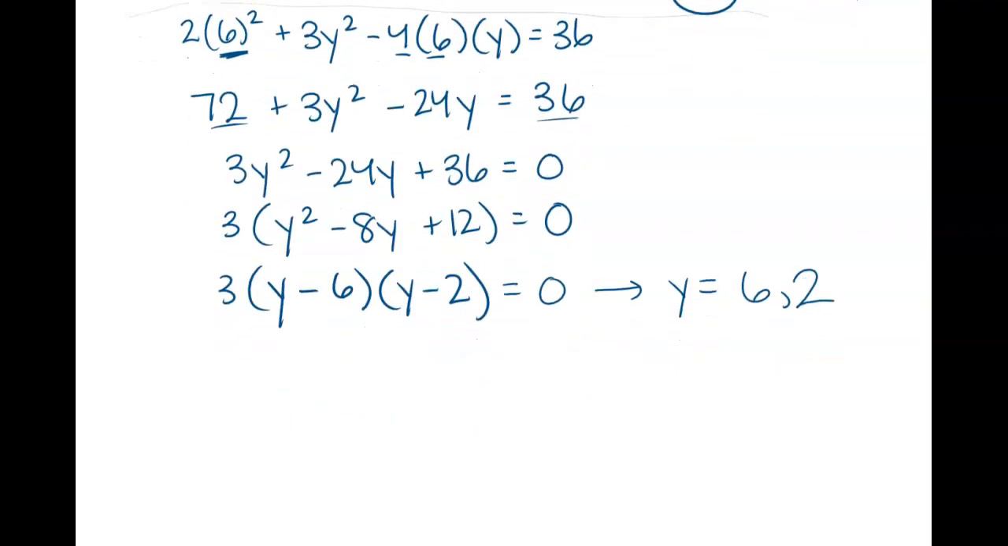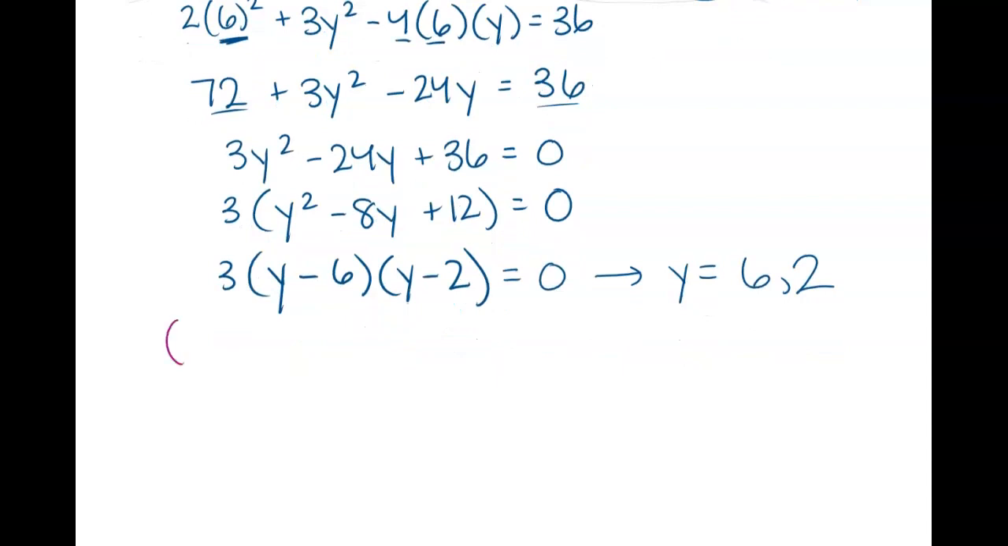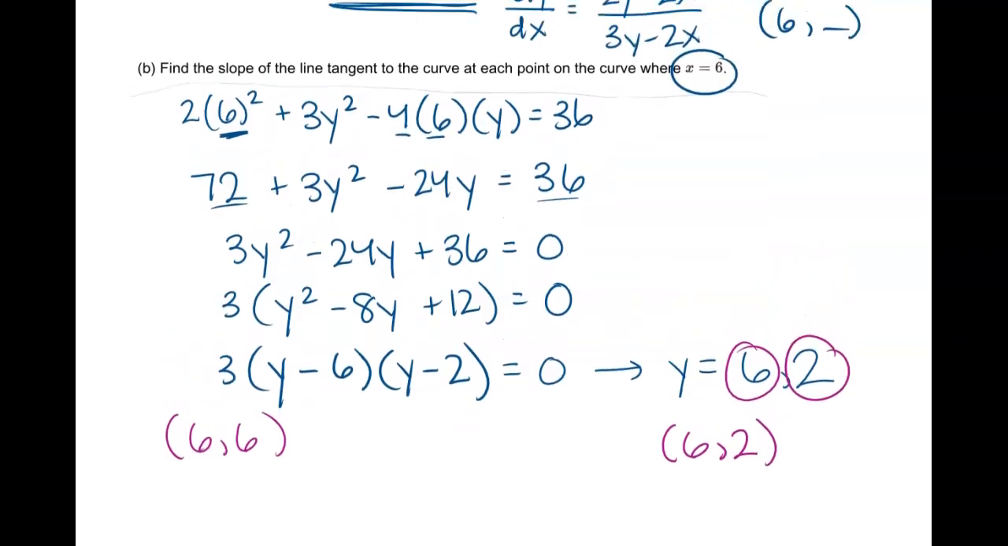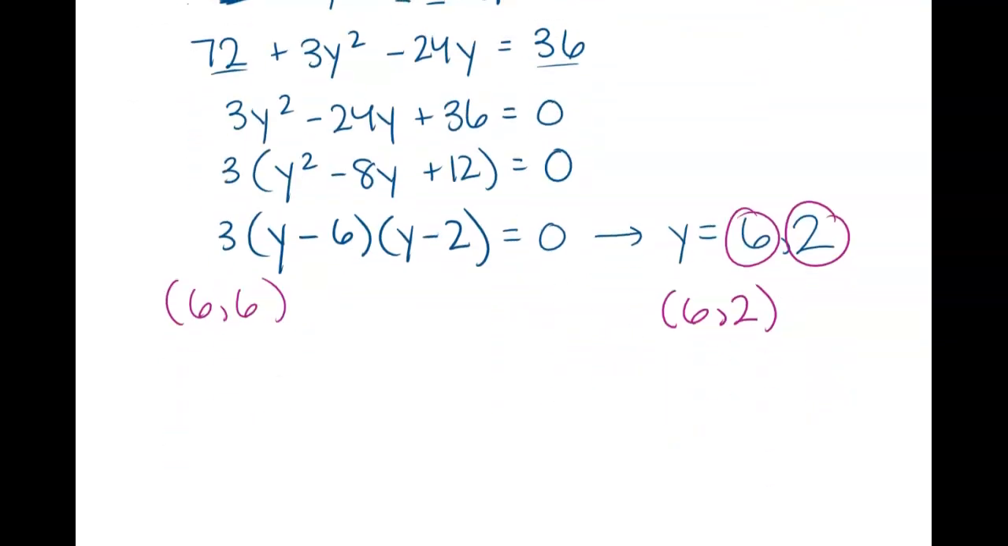So now we end up with 2 points to work with to find the slope of our tangent line. So we have the point (6, 6) for when y is 6, and we have the point (6, 2) for when y is 2. And then we'll go back to our derivative, which was dy/dx equals 2y minus 2x over 3y minus 2x. I'll rewrite it here just so we have it.